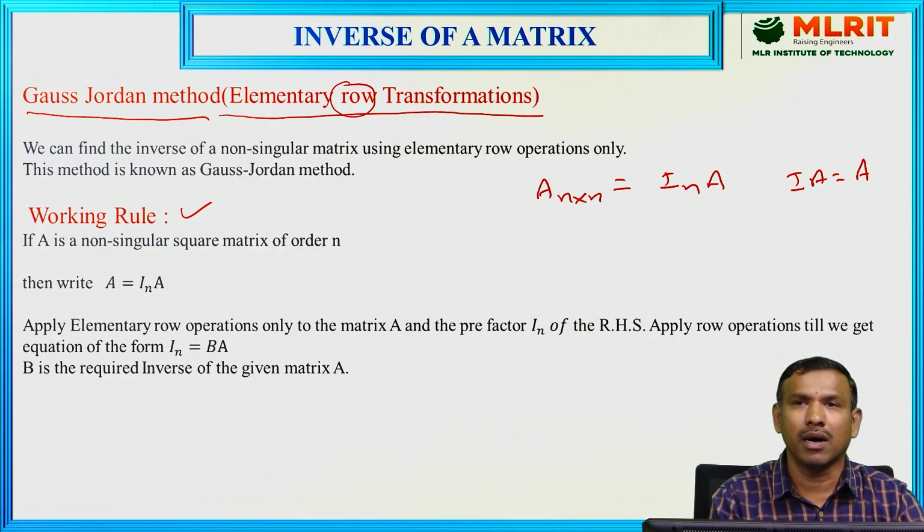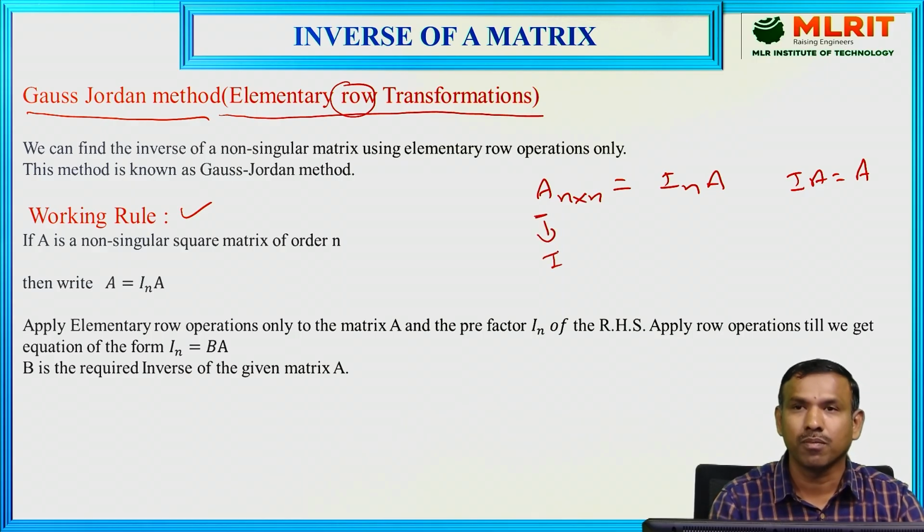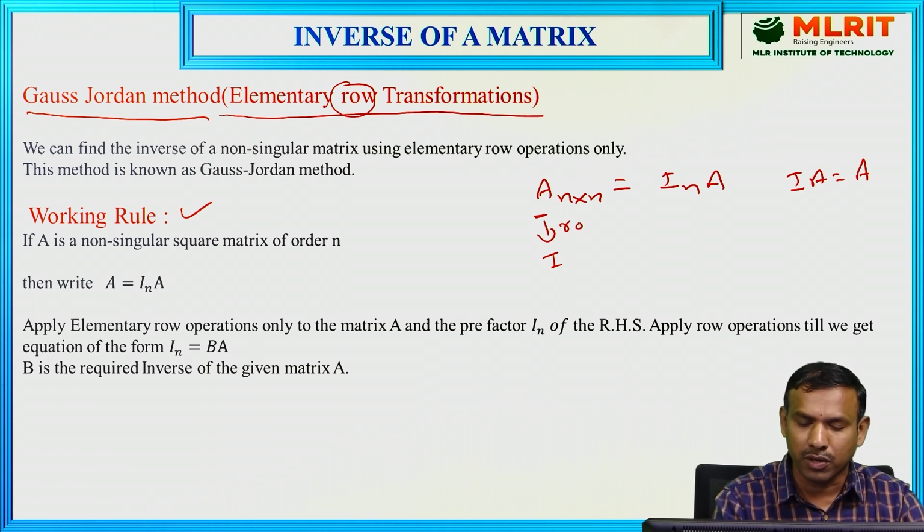Here we apply only row operations on the LHS matrix and reduce it to I. I means the principal diagonal elements are 1 and the remaining elements are 0. And we apply only row operations.